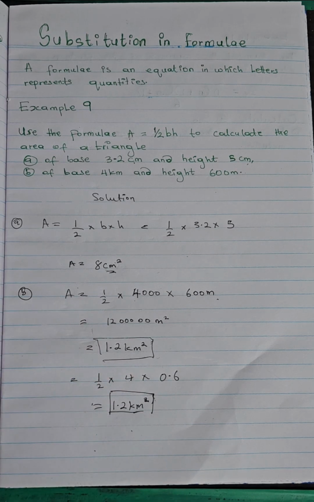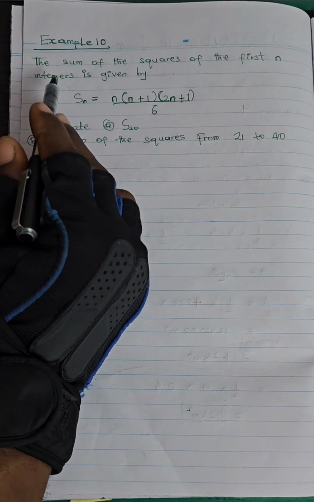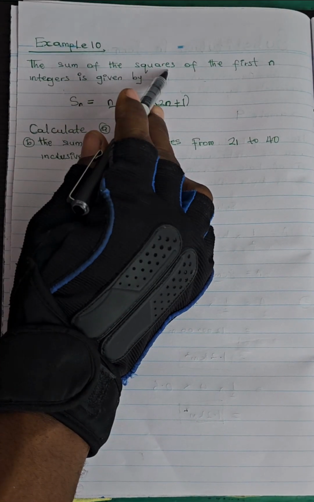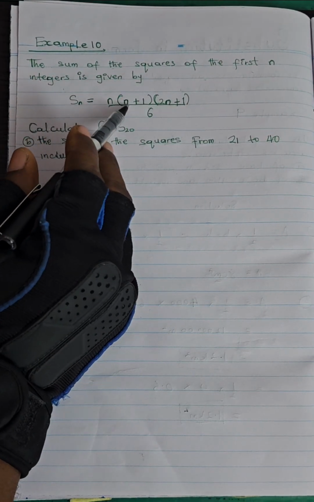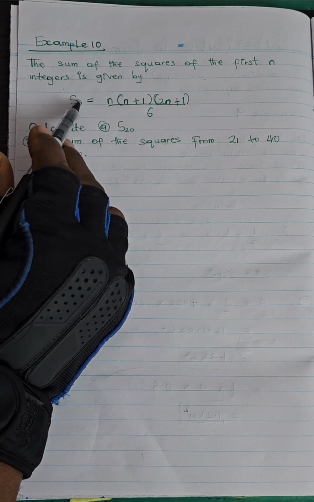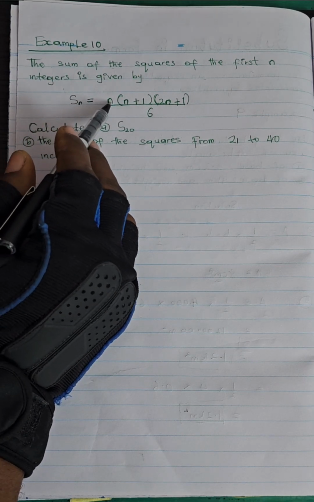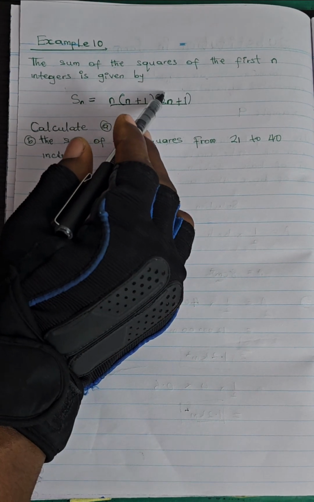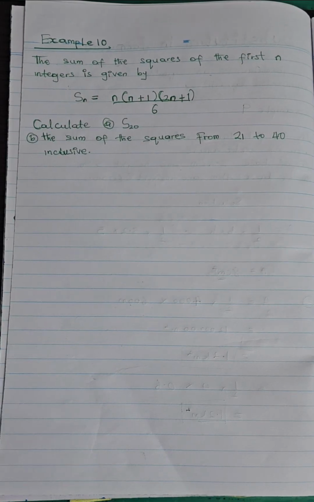So let's go to the next example. Example 10. We have it that the sum of the squares of the first n integers is given by the formula. This is the notation for it. S subscript n is equal to n into bracket n plus 1 bracket close, bracket open 2n plus 1 bracket close, all divided by 6.